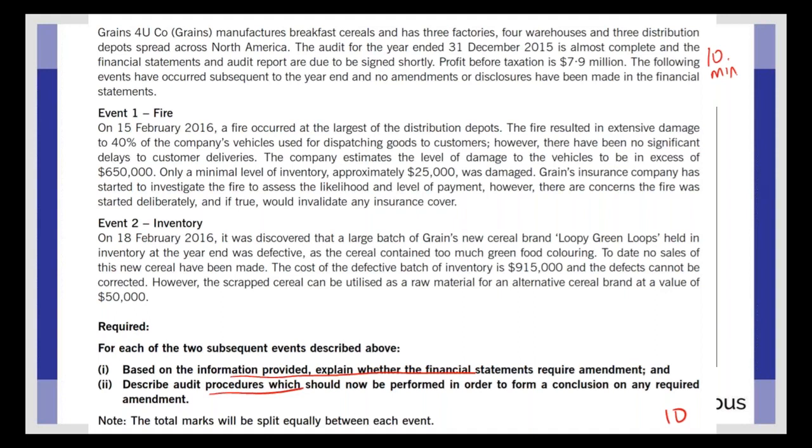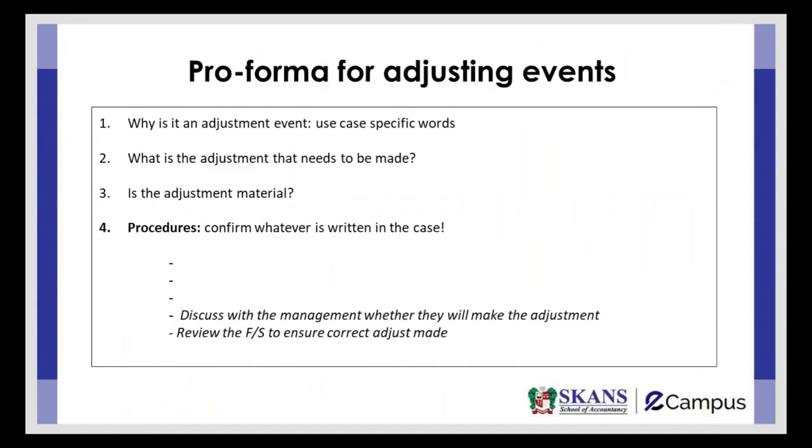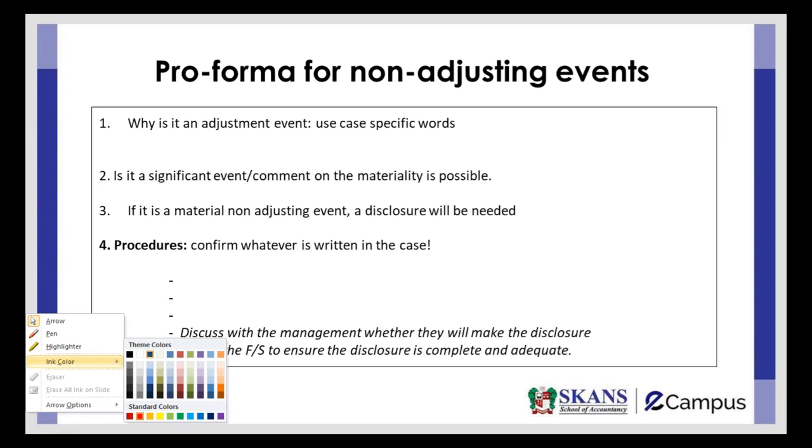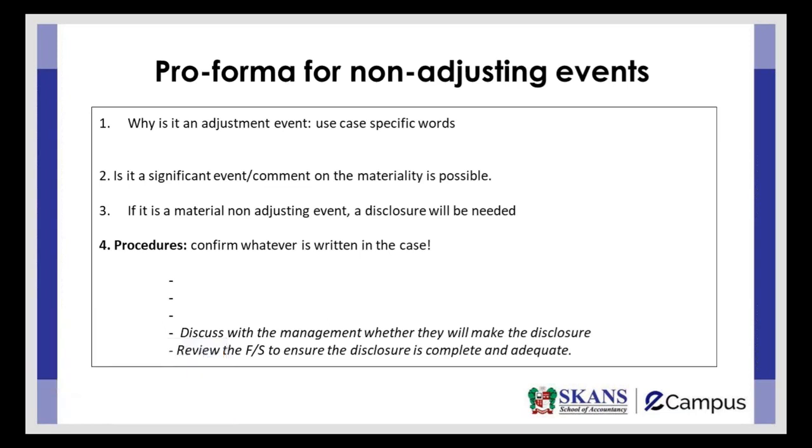What I've done is I've made a quick proforma for you for each type of event. So this is not an adjusting event. This is a non-adjusting event. Let's fill this up. For all adjusting and non-adjusting events, this is the proforma that I will need to fill out. Let's start with the first 1 mark.